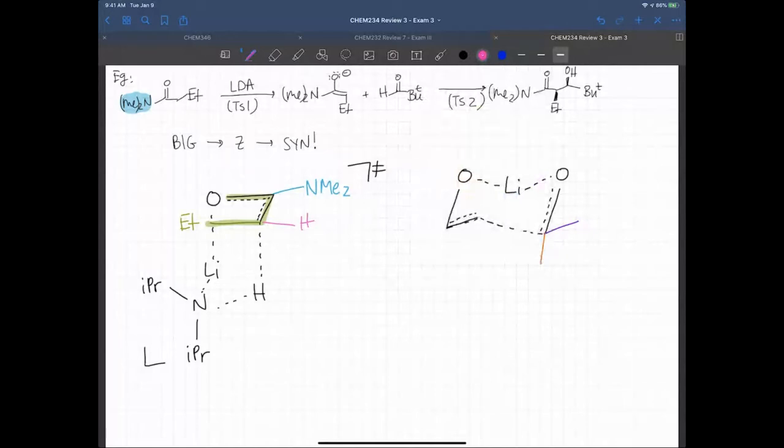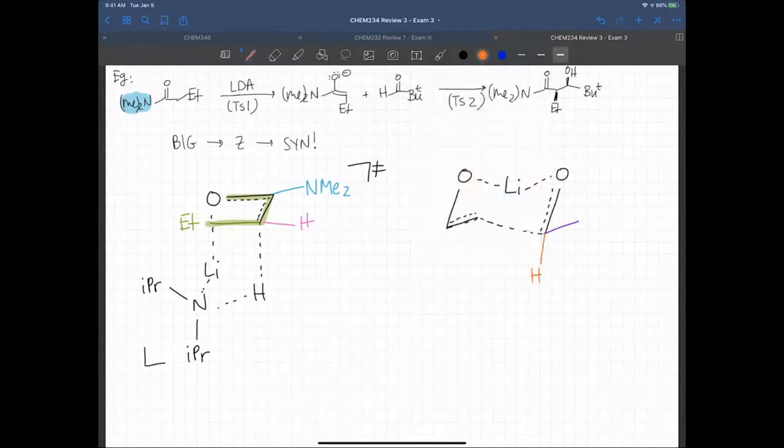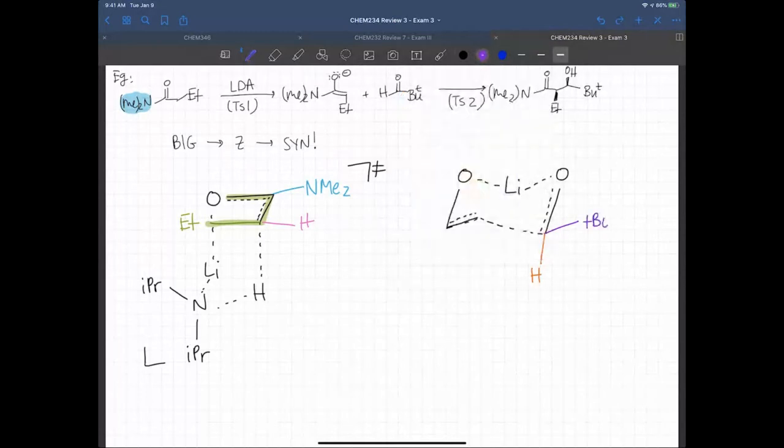Can you tell me what goes on the orange bond? Yeah, I hope that nightmare of my exam kind of flashes in your head. Good. Hydrogen is always axial, right? So which means that the other position has to be tert-butyl. There's no other thing. So you see how easy it is to just get points here on the exam, right?